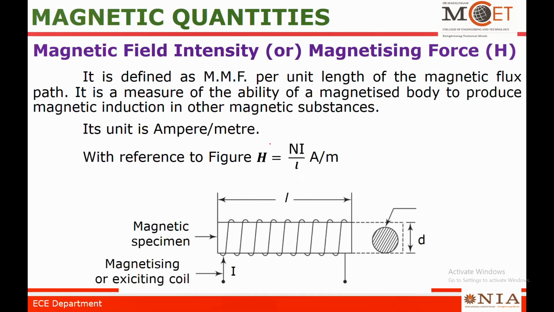The next is the magnetizing force, or the magnetic field intensity. This magnetic field intensity, or magnetizing force, is defined with respect to the magnetomotive force per unit length of the magnetic flux path. So the magnetizing force H is related to the number of turns, the current in that coil, and the length of the coil. With these parameters N, I and L, the magnetizing force reveals how much magnetizing force the coil is going to have in that circuit.